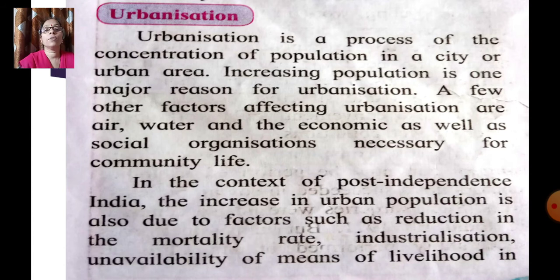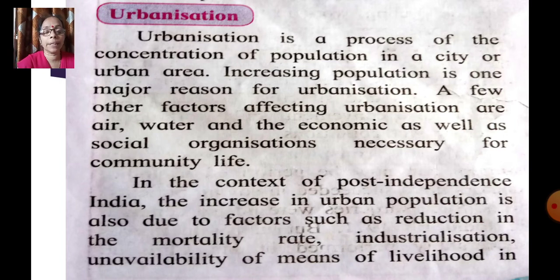Apart from this, the other factors responsible for urbanization were air, water, and also the economic as well as social organization. Now, in the post-independence period in India, the increase in urban population is also due to factors such as reduction in the mortality rate, industrialization, and unavailability of means of livelihood.